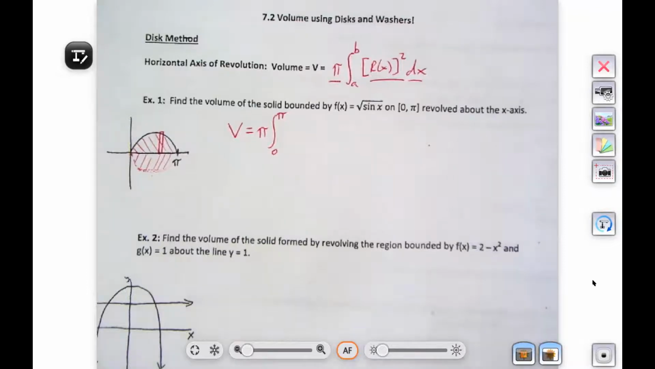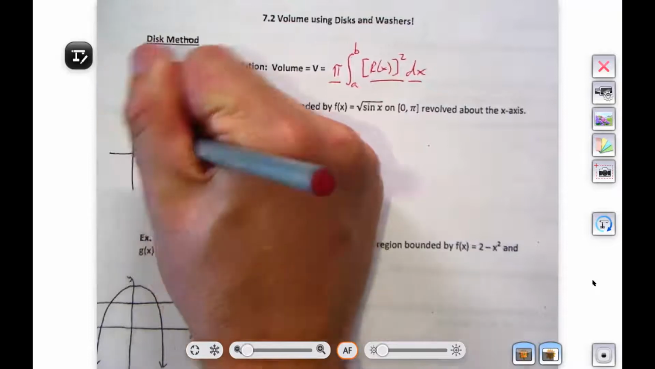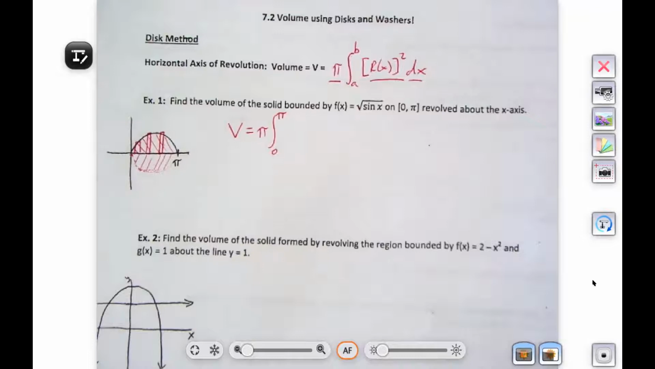Whatever the height of that rectangle is, that's the radius. That's half of that cylinder that's spinning around. Let me say that again. Whatever the height of that rectangle is, no matter where I draw it, I could have drawn it here, I could have drawn it here, the height of that thing is my radius. What is the height of that rectangle? No matter where I draw it, what's the height going to be?